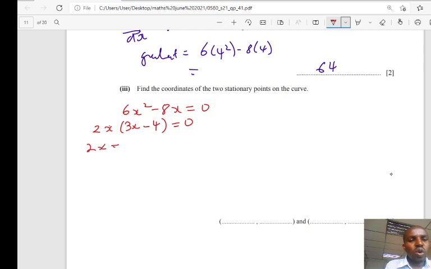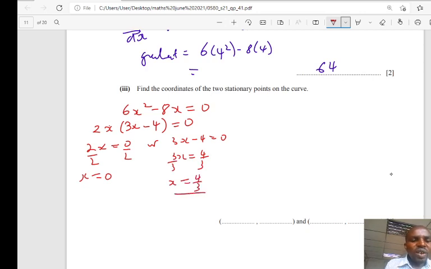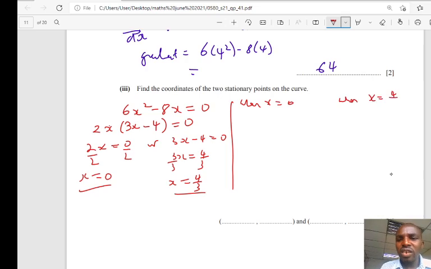Either 2x is equal to 0, or 3x minus 4 is equal to 0. Then you divide by 2 here, you get x is equal to 0. On this one, 3x is equal to 0 plus 4, which is 4. You divide by 3 here, you get x is equal to 4 over 3. We have found the x coordinates of the stationary points. Now we have to find the corresponding y coordinates. So when x is equal to 0, what will be y? Then when x is equal to 4 over 3, what will be y?